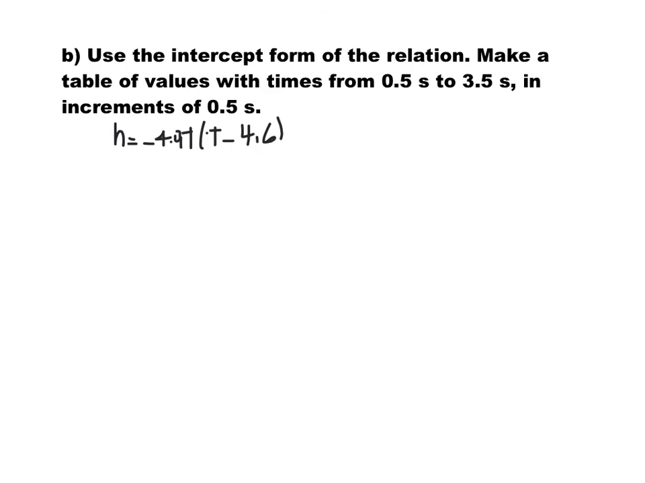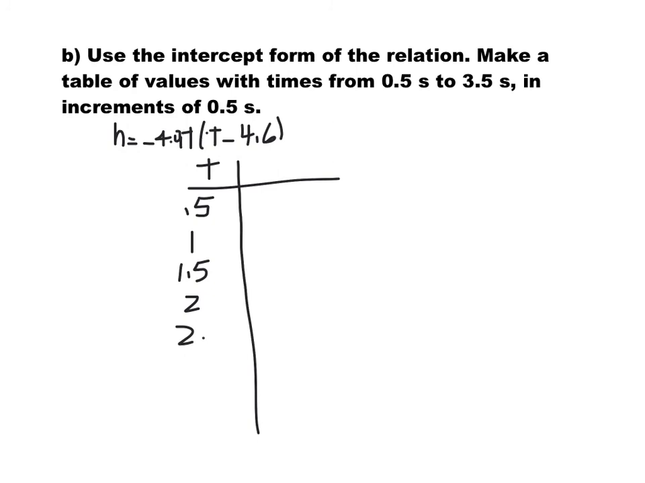The next question says, use the intercept form of the relation to make a table of values with times from 0.5 to 3.5 in increments of 0.5. So this is going to be my table of values for t from 0.5, in increments of 0.5. So it's going to be 2, 2.5, 3, and 3.5. And then I have to evaluate h for each one of these values. I'm going to show you just one of them and then you can do the rest.